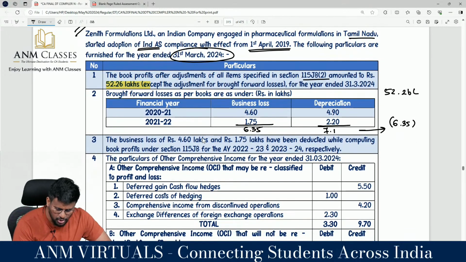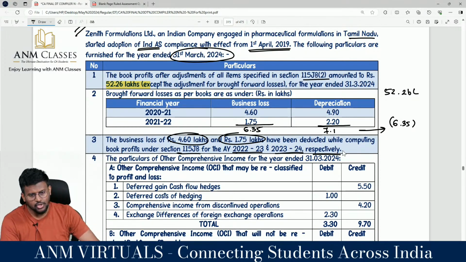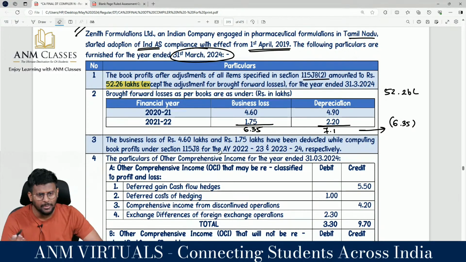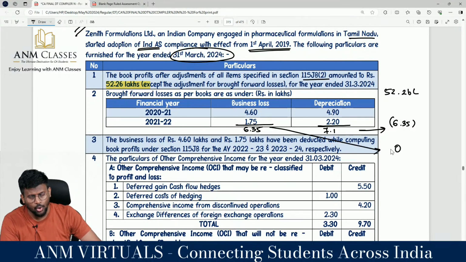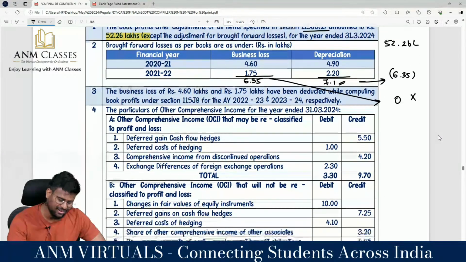But what they are saying is that the business loss of 4.6 lakh and 1.75 lakh have been deducted while computing the book profit under 115JB for assessment year 22-23 and 23-24 respectively. So already you had set off this 6.35 lakhs in the earlier previous year when you were calculating the MAT. That means automatically this will become zero. In the books of accounts, this loss won't be there because you have already set off the losses when you calculated the book profit in the earlier year. So it will become 0 or 7.1 lakhs, whichever is lower, it will become 0. Then we can't adjust anything, my dear lovable students.